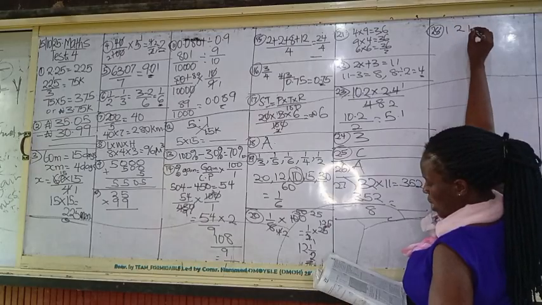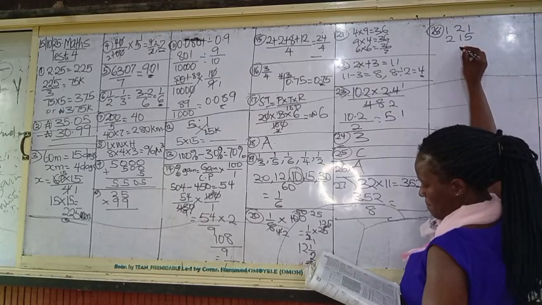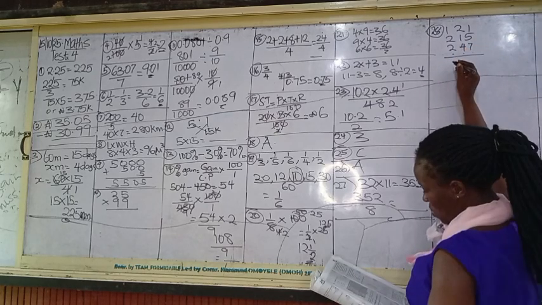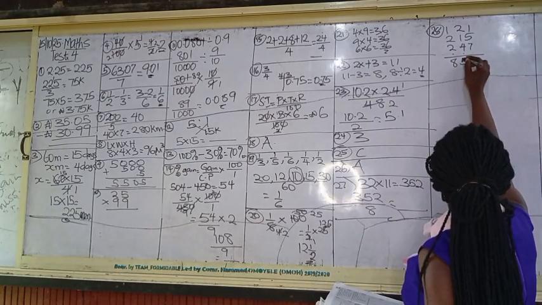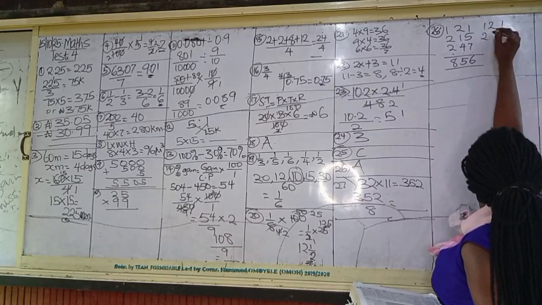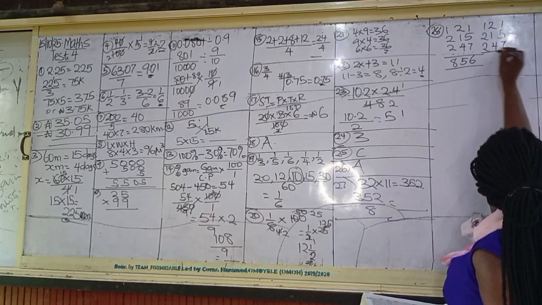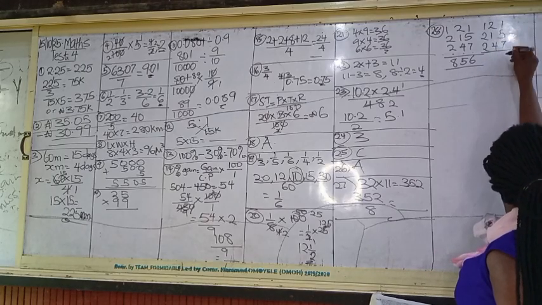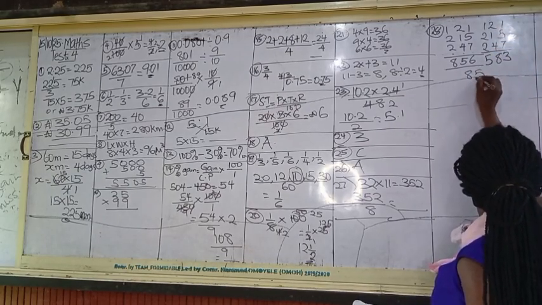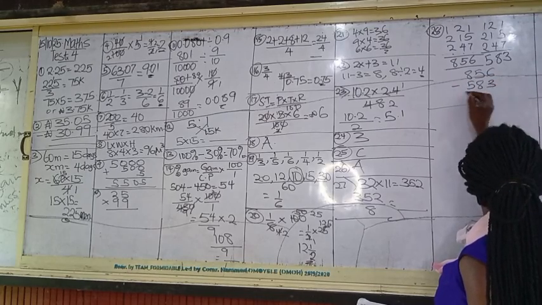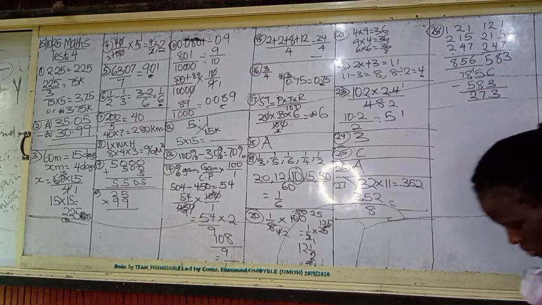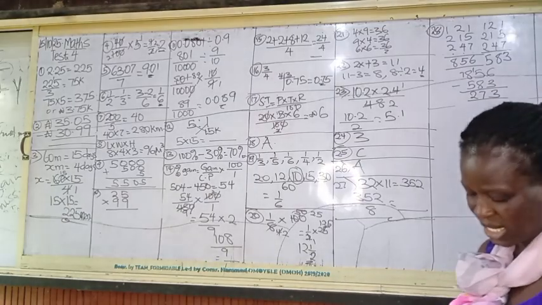Number 28. 121, 215, 247. And we have our answer to be 856. So what do we do now? We add these together. Whatever answer we get, we take it away from there. 121, 215, 247 gives 583. So it's going to be 856 minus 583. So we have 273.